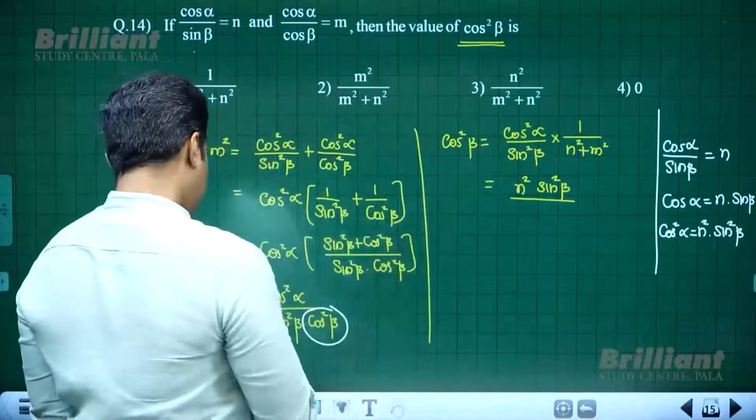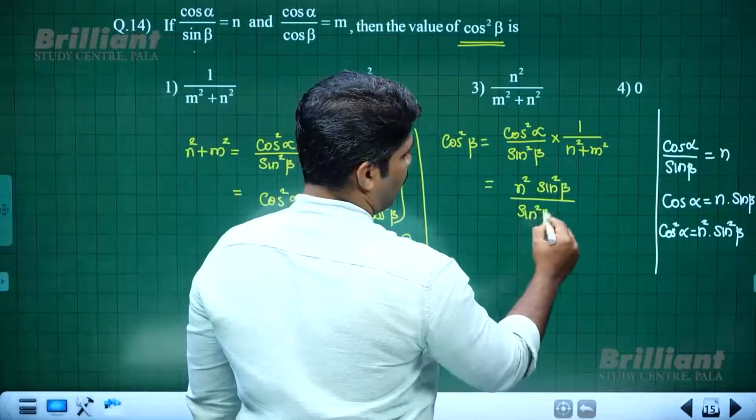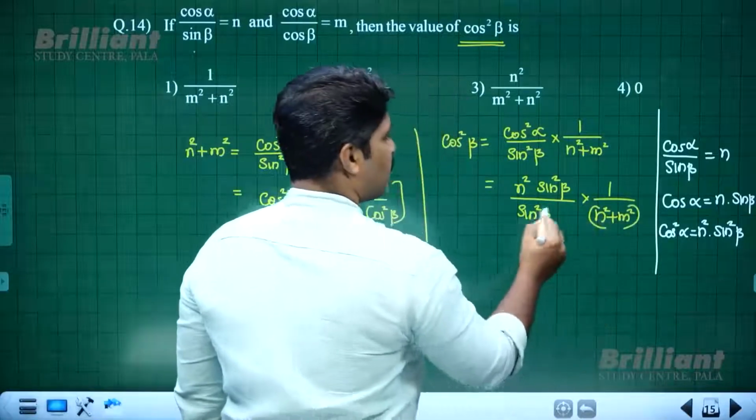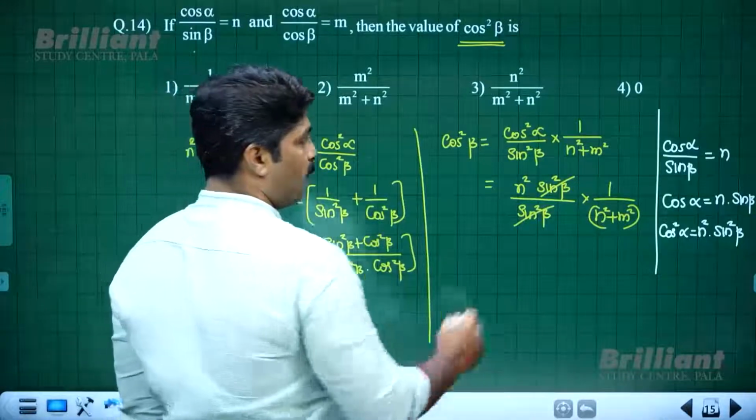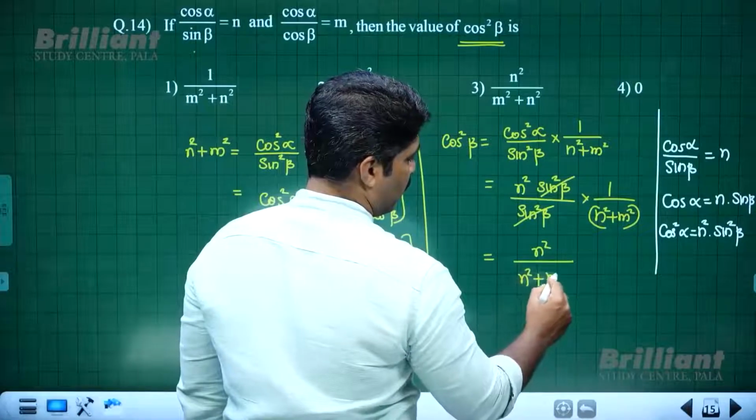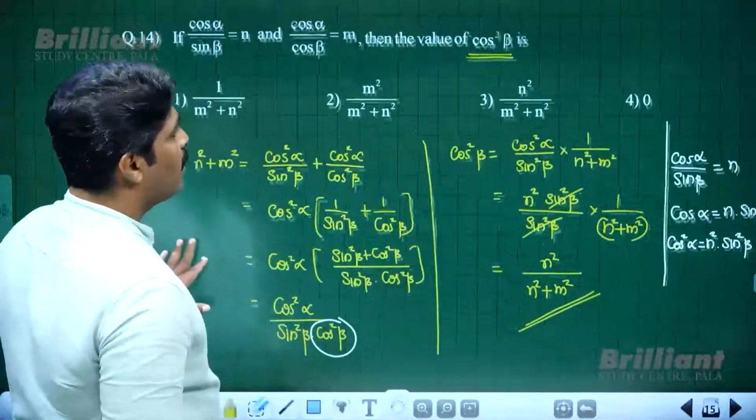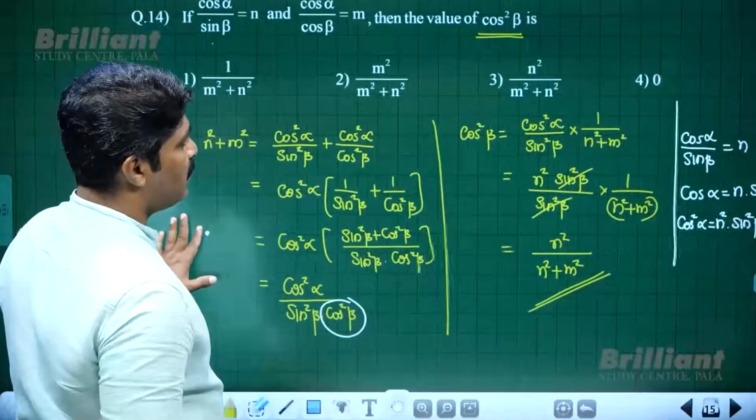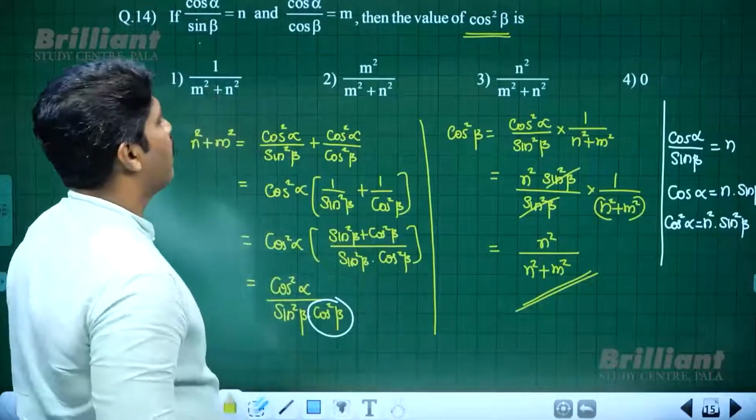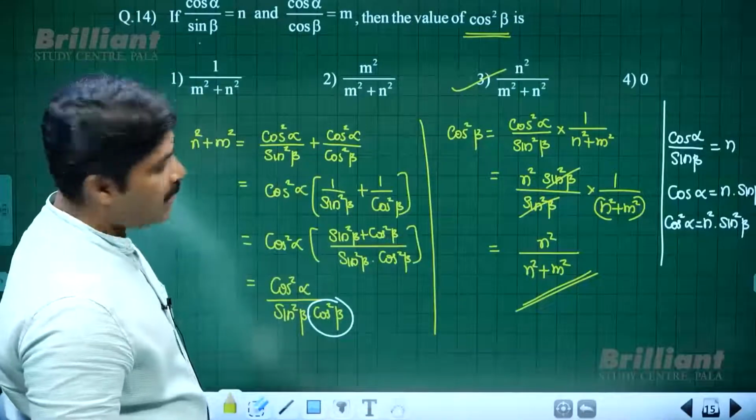By using that substitution here, this is sin square beta into 1 by n square plus m square. Here sin square beta becomes simplified. Therefore, finally, this will be n square by n square plus m square. So many different ways we can reach the conclusion of such a type of question, and this is one of the easiest approaching styles. So the answer of this question is n square divided by m square plus n square. So the answer is option 3.